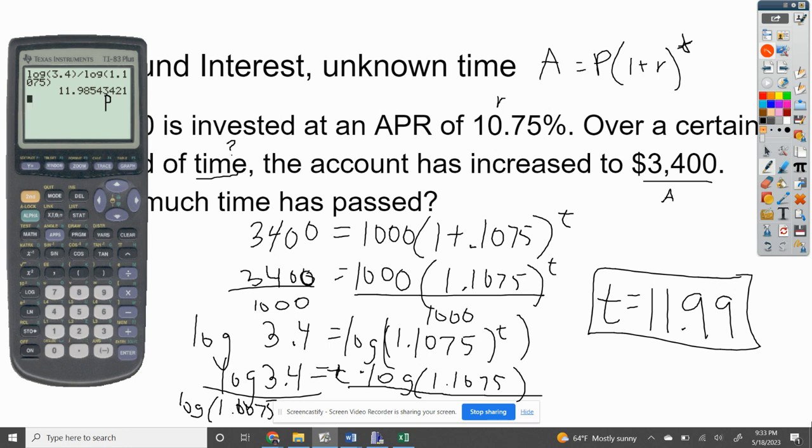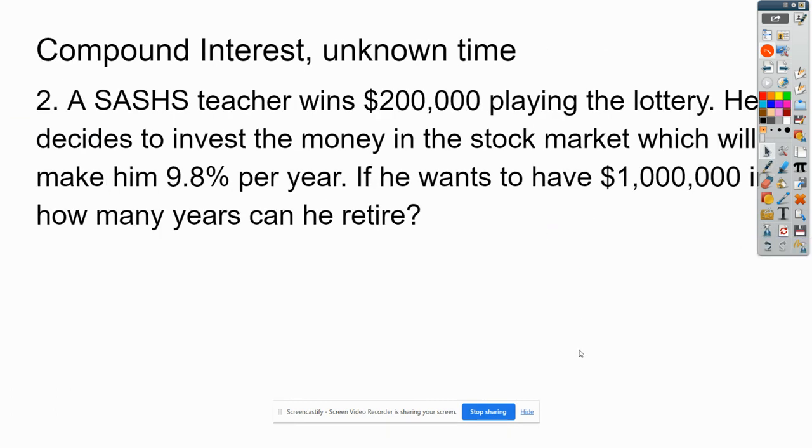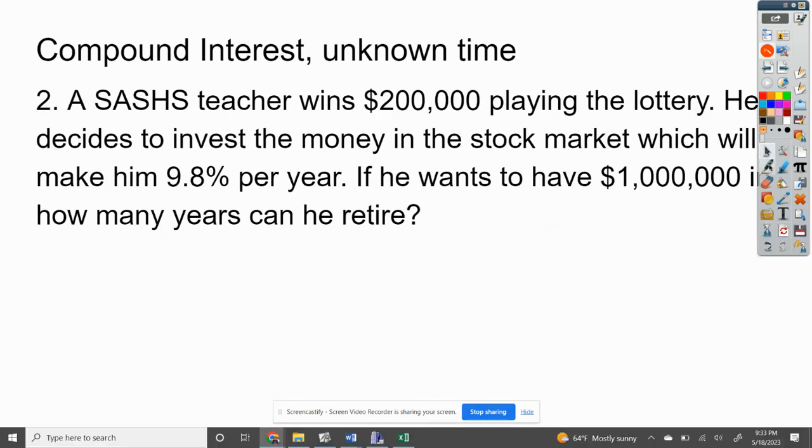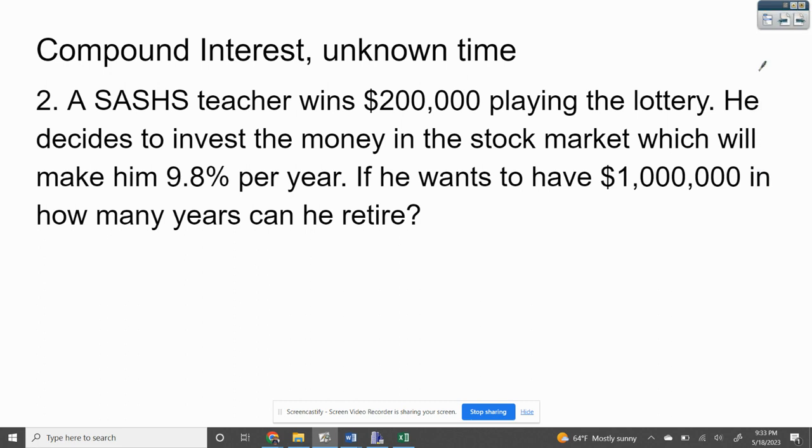All right, I got one more example here to cover. So let's get straight to it. A teacher wins $200,000 playing the lottery, and he decides to invest his money in the stock market, which is going to make approximately 9.8% per year. He wants to have $1 million when he retires. So how many years does he have to wait until he retires?